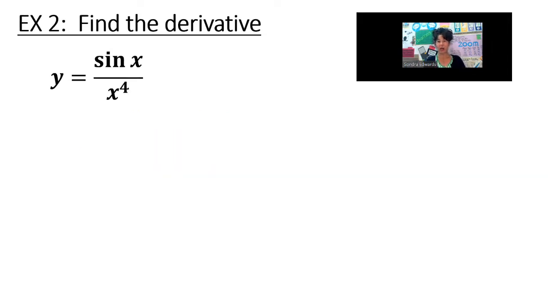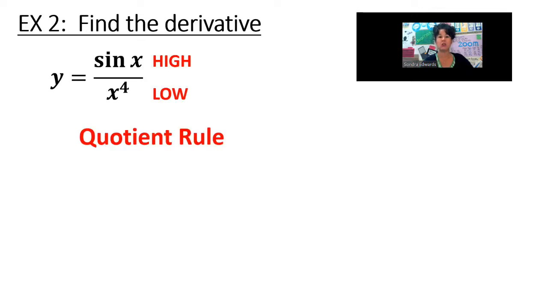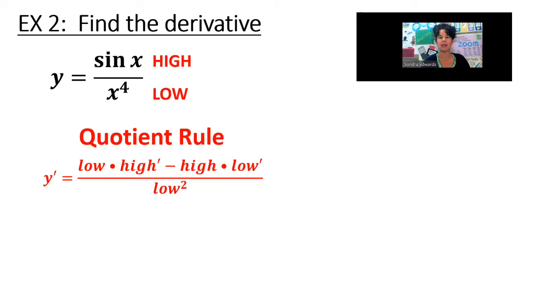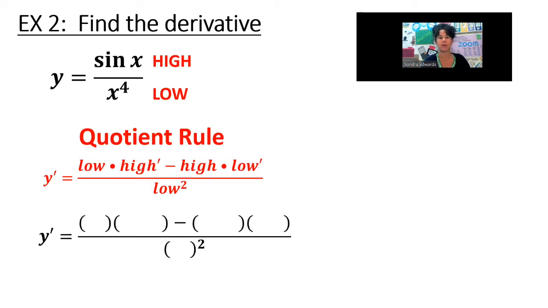Here we have another one, sine of x over x to the 4th. Two things are being divided. They both have an x in them, so we're going to need to use the quotient rule. Low-D high minus high-D low over low squared. Start low, end low, over low squared. All right, so low-D high minus high-D low over low squared.